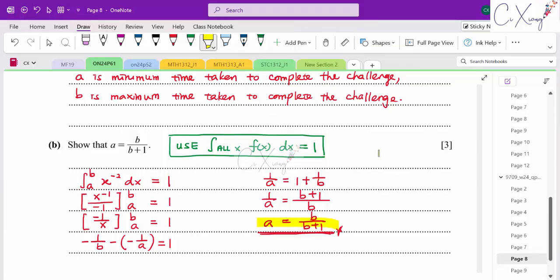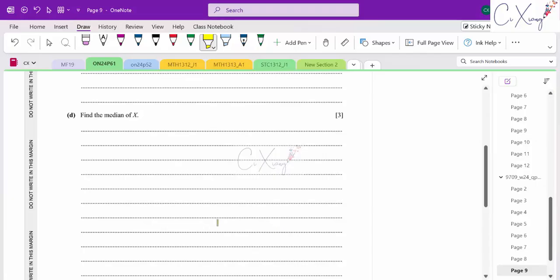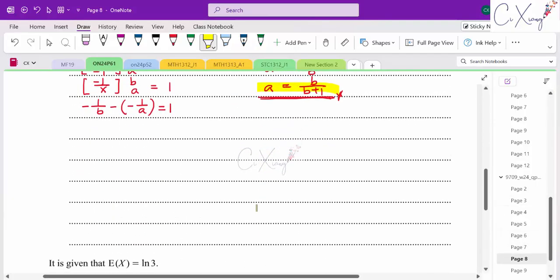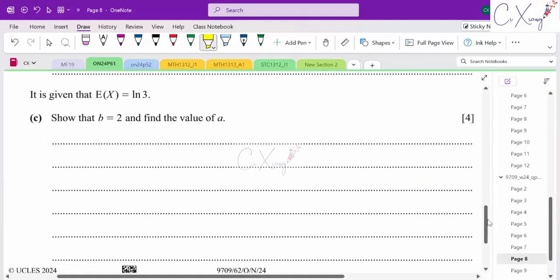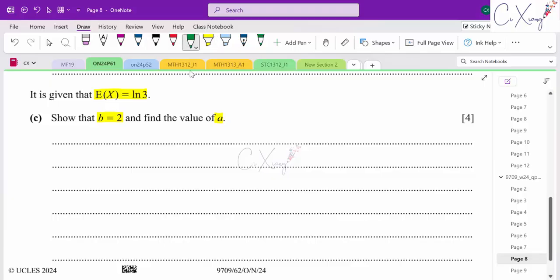Yeah, so let's continue to part C. Part C is still on the previous page, right? Okay, so part C: it is given that the expected value of x is ln 3. Then show b equals 2, and after that find the value of a. Since they give us the expected value, you need to recall how to find the expected value of a continuous random variable: you integrate over all values of x, multiplying x with the function before you integrate it.